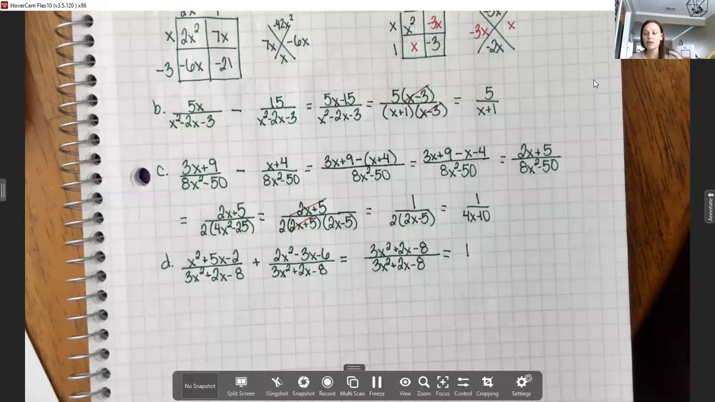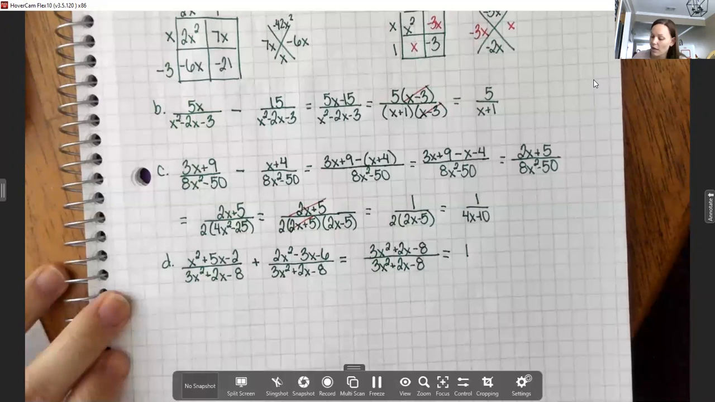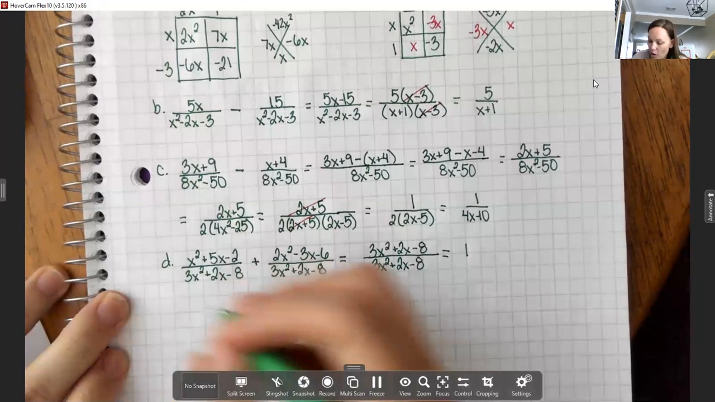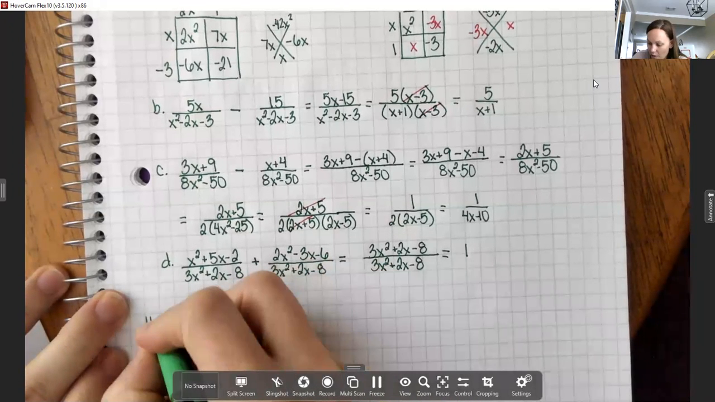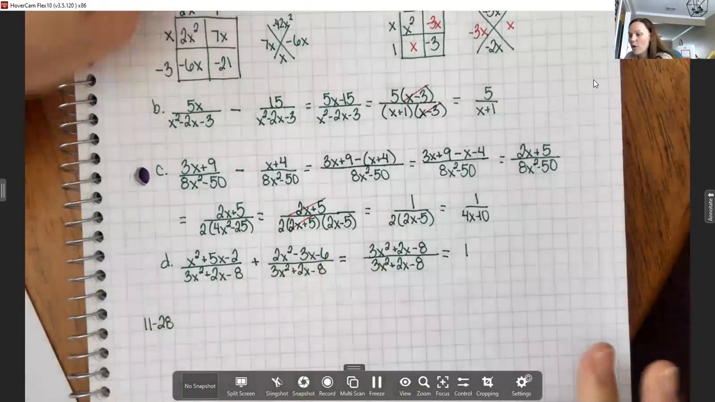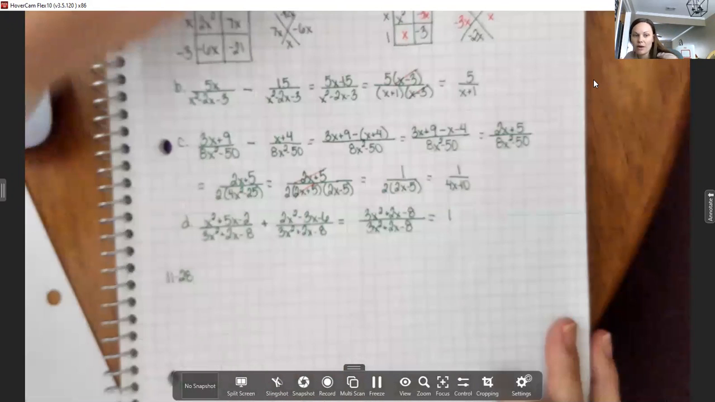All right, questions on any of those when they have a common denominator? Because on problem 28, we're going to be working with problems that don't have a common denominator.